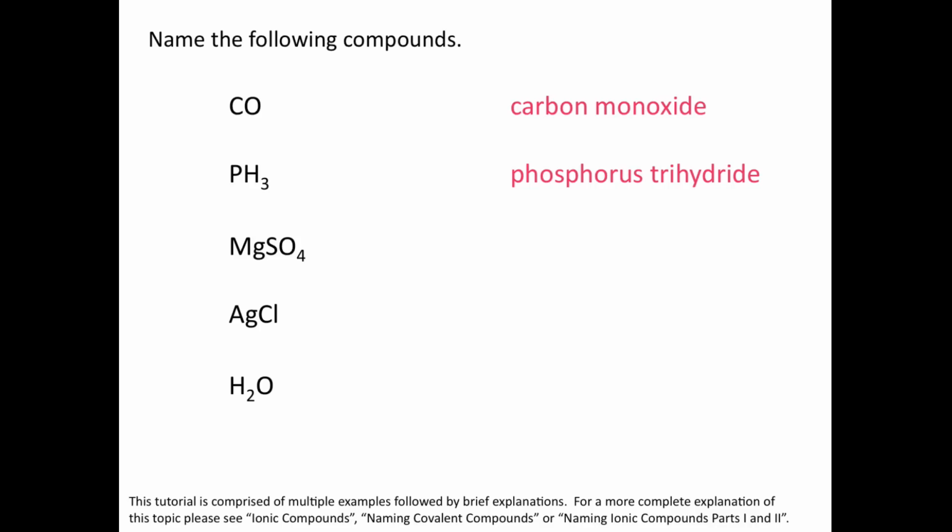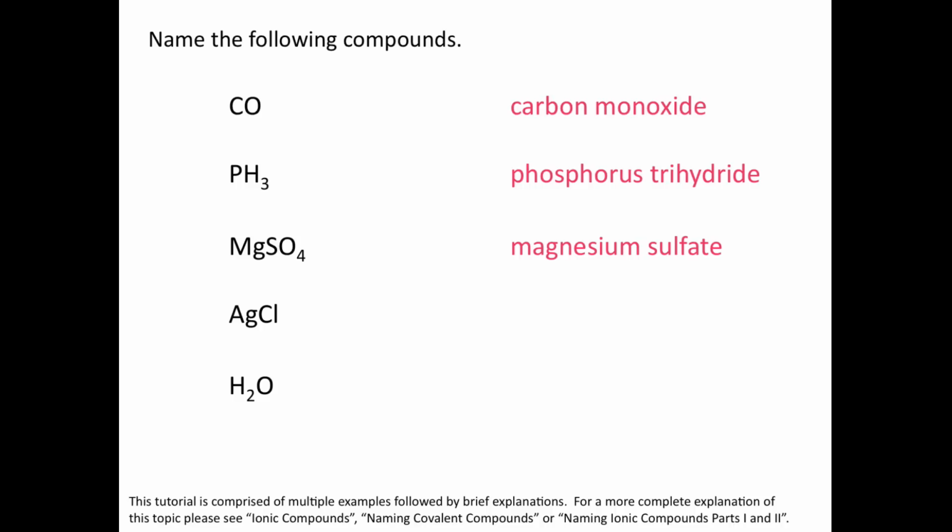MgSO4, I know that magnesium is a metal. This must be an ionic compound. And because I have two additional elements with magnesium, I know that I have a polyatomic ion in my formula. So the name of this compound would be magnesium sulfate. Again, remember that polyatomic ions always get to keep their own names. You never have to change or modify them.